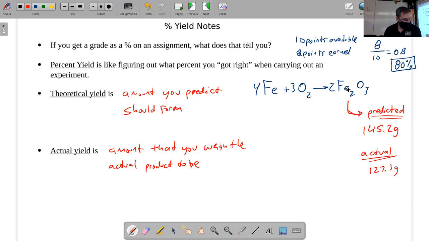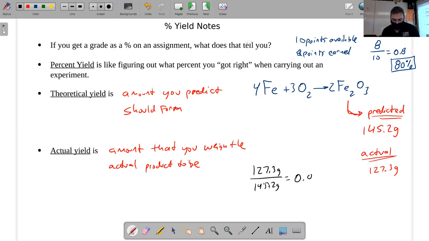It's not always true that you get exactly what you predict you should end up with. So the percent yield is just a ratio. The percent yield is the ratio of the actual yield to the theoretical yield, and we express it as a percent. In this example, you calculate the percent yield by taking the 127.3 grams and dividing it by 145.2 grams. The percent yield will always be less than 100% unless you have a problem with your assumption in the reaction or some other reaction takes place.